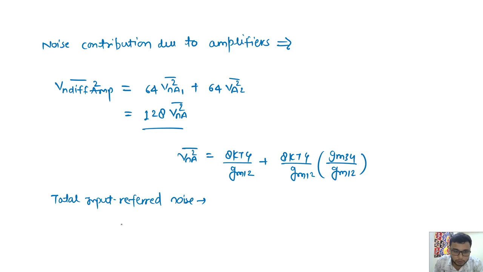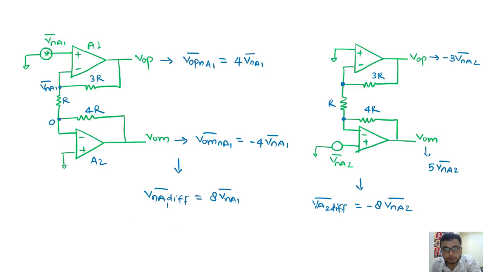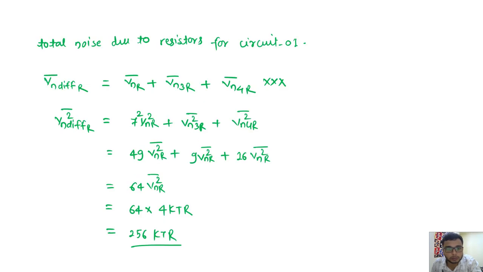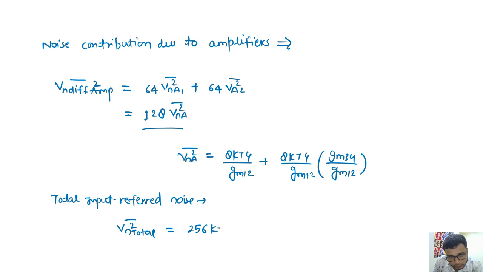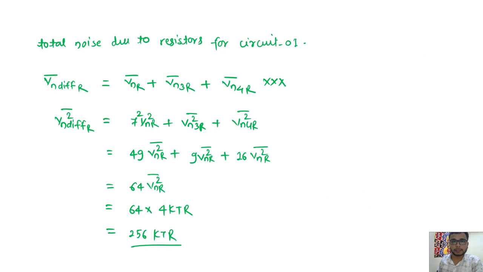That is due to the resistors. Vn total, I can write the resistor total noise as 256 kTR plus 128 Vn of A square. This is the total noise. Okay, now I'll go fast for the second circuit.